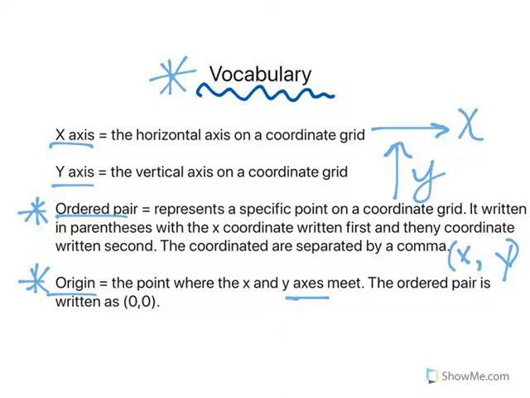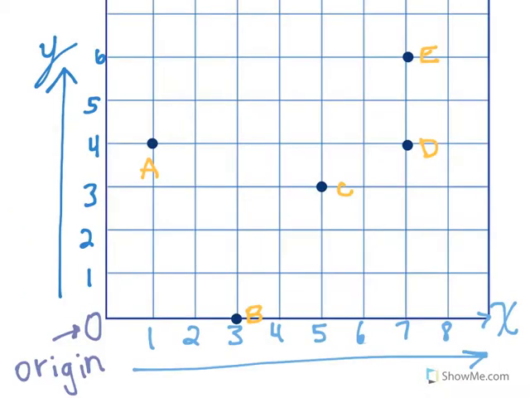Because again, the origin, which here I've labeled on this example right here, is right here at 0, 0 because we're not moving on the x-axis and we're not moving on the y-axis to get to the origin either, okay? It's where they both meet. All right? So let's get into our first example. Now this is going to help you with numbers 8 through 13 in your assignment for today.